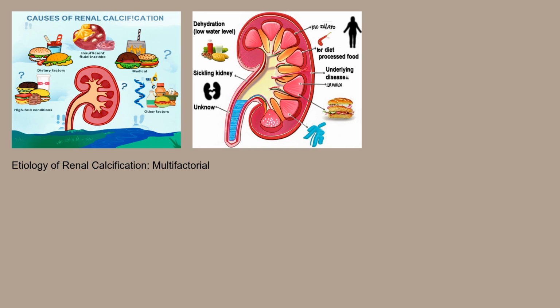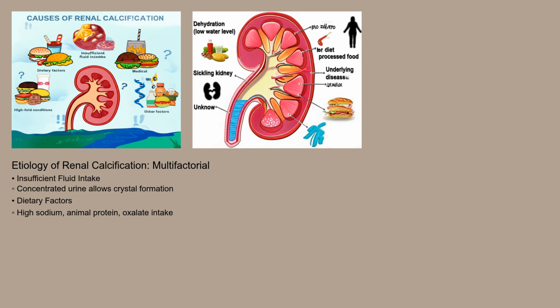So, what causes these troublesome stones to form? The etiology of renal calcification is multifactorial, meaning it arises from a combination of factors. The most prominent cause is a lack of sufficient fluid intake, leading to concentrated urine. This allows minerals like calcium, oxalate, uric acid, and struvite to crystallize. Dietary factors also play a crucial role, with high intake of sodium, animal protein, and oxalate increasing the risk.